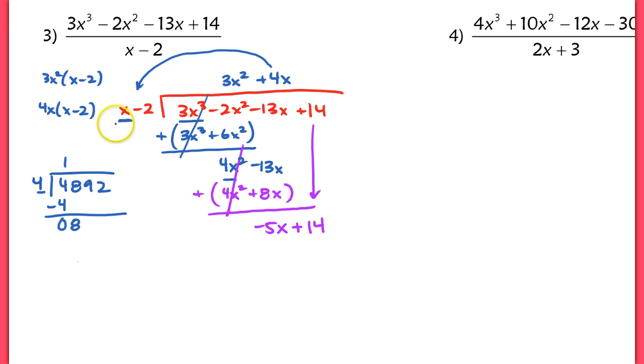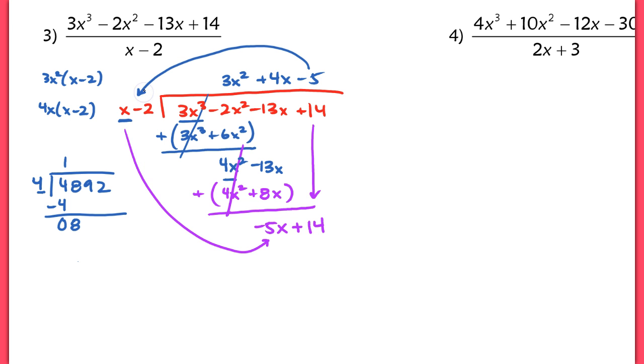Now I ask myself, how many times does x fit inside of negative 5x? So x fits inside of negative 5x, negative 5 times. Let's write that one in blue here. So that fits in there negative 5 times. So then again, I take this negative 5 and I multiply it by this term on the outside, that dividend. If I take negative 5 and I multiply it by x minus 2, I will get, let's do this in purple, negative 5x and then plus 10, right? Because negative 5 times negative 2 gives me a positive 10. All right, now remember, we are subtracting this. So we'll put that in parentheses and we'll subtract.